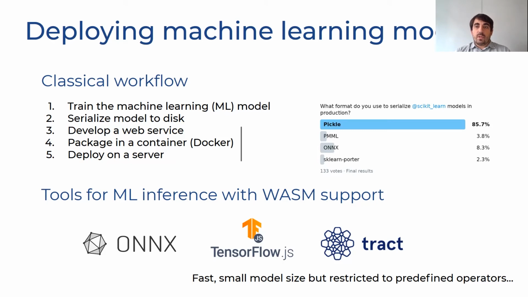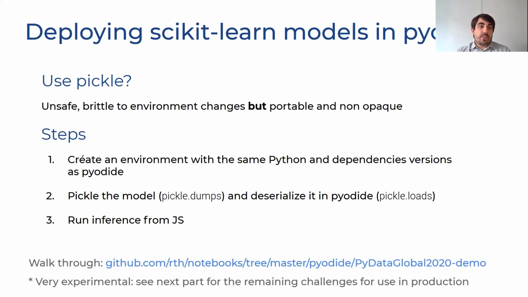So a side note, if you look at the current usage of what serialization formats are used, for instance, for scikit-learn, it turns out that most people seem to use Pickle. So the question is, can we just use Pickle with PyData and deploy models in the browser? So essentially, Pickle has several issues. It's unsafe. It's very brittle to environment changes. So if you change the version of your dependencies or the version of Python, the model that you serialized before will likely not work. But the advantage is it's portable, and it's non-opaque.